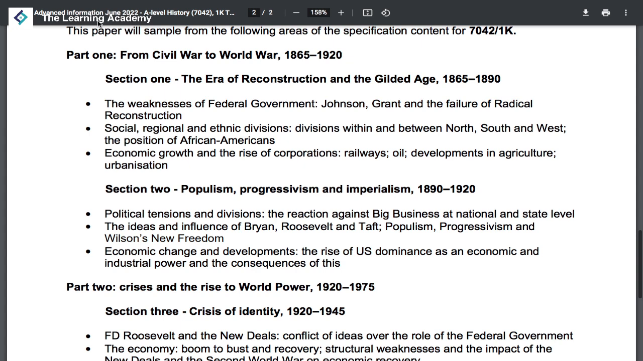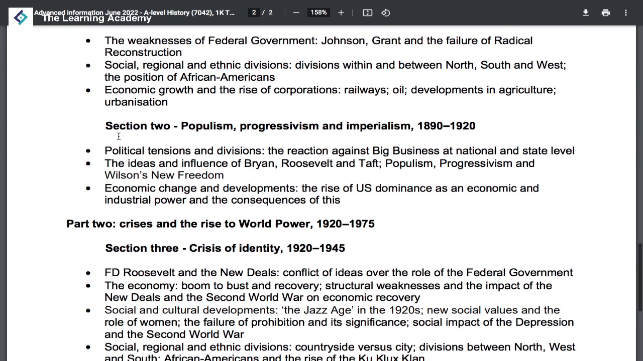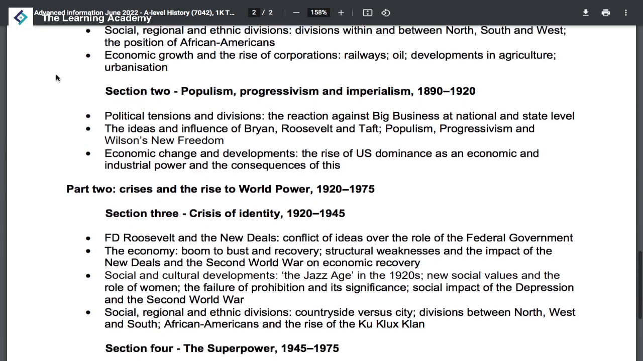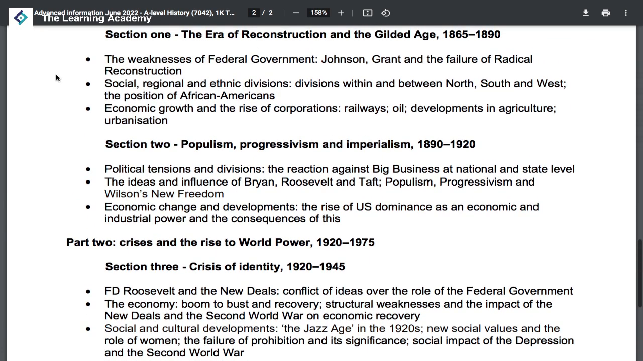When it comes to the first section, as it relates to the Reconstruction and Gilded Age period, you need to know about the weaknesses of the federal government. This includes the presidencies of Johnson and Grant, and also the failure of radical Reconstruction that took place following the American Civil War. You need to know the social relationships, the regional and ethnic divisions as well, and also the position of African Americans during this period, as well as the economic developments in the Gilded Age, so the rise of corporations, development of agriculture, urbanization, etc.